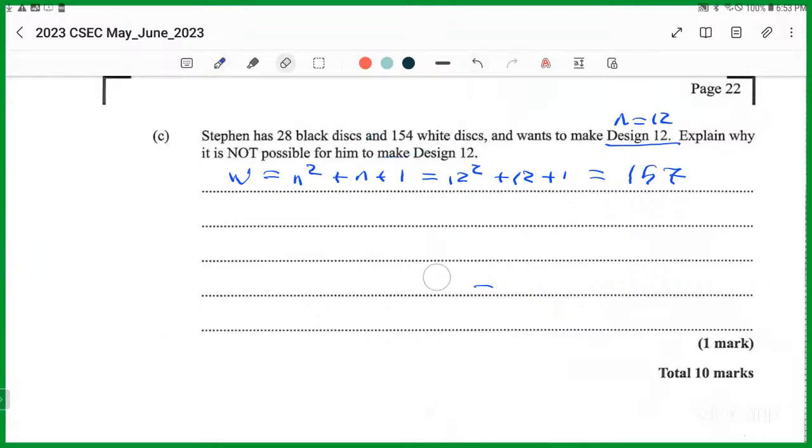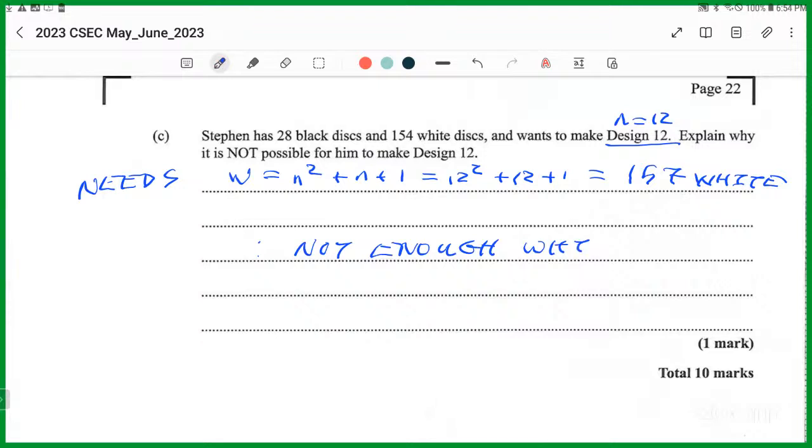They don't have enough white. See that? That's what he needs: 157 white. Not enough. I only have 154. Short by 3. We don't have to calculate the black. The white, we must do already.